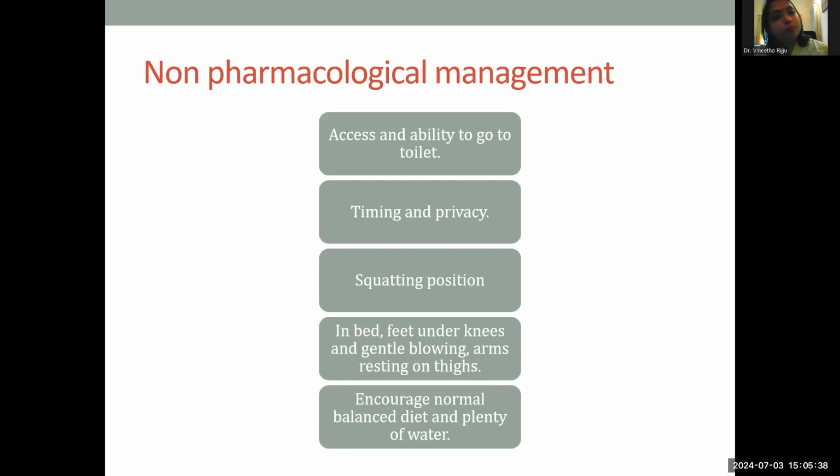Now, there are some non-pharmacological management ways like accessibility to the toilet, timing and privacy, squatting position. If the patient is able to squat, that is the best position to avoid constipation and to beat constipation. Also encourage a normal, balanced diet and plenty of water.